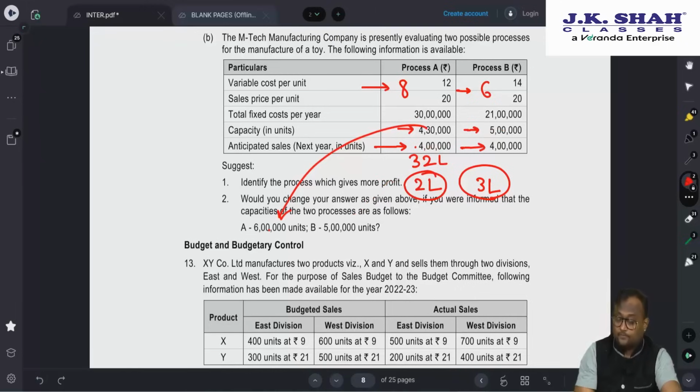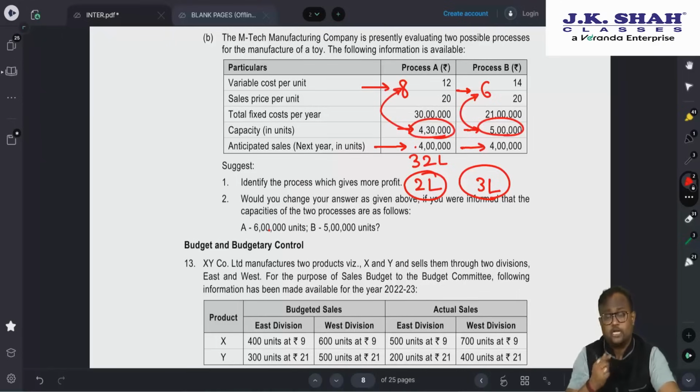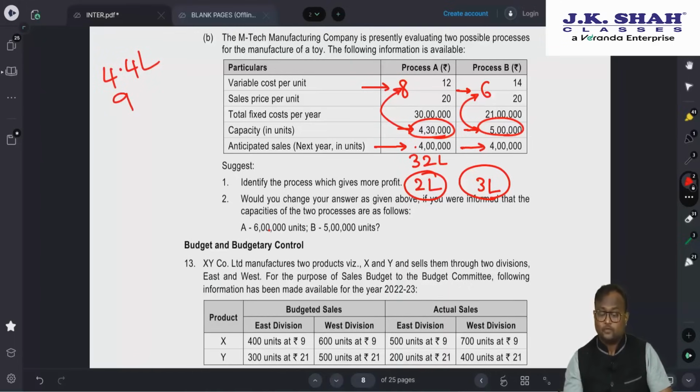So, currently, we can always do the same calculation, 4 lakh 30 into 8, 5 lakh units into 6, that will give me total contribution minus 30 lakhs. So, 4 lakh 30 into 8 minus 30 lakhs, 4 lakh 40,000 is my existing profit and 9 lakhs will be my existing profit. Now, since they are expanding the capacity, that means there is a demand. That is what the assumption is. Why would you otherwise expand the capacity if there is no demand?